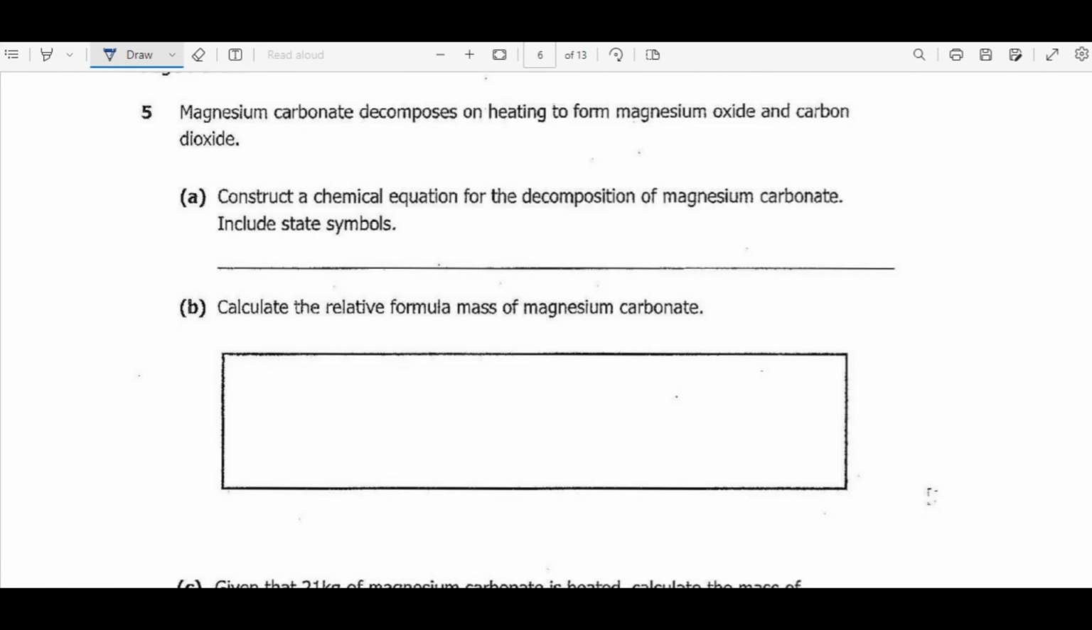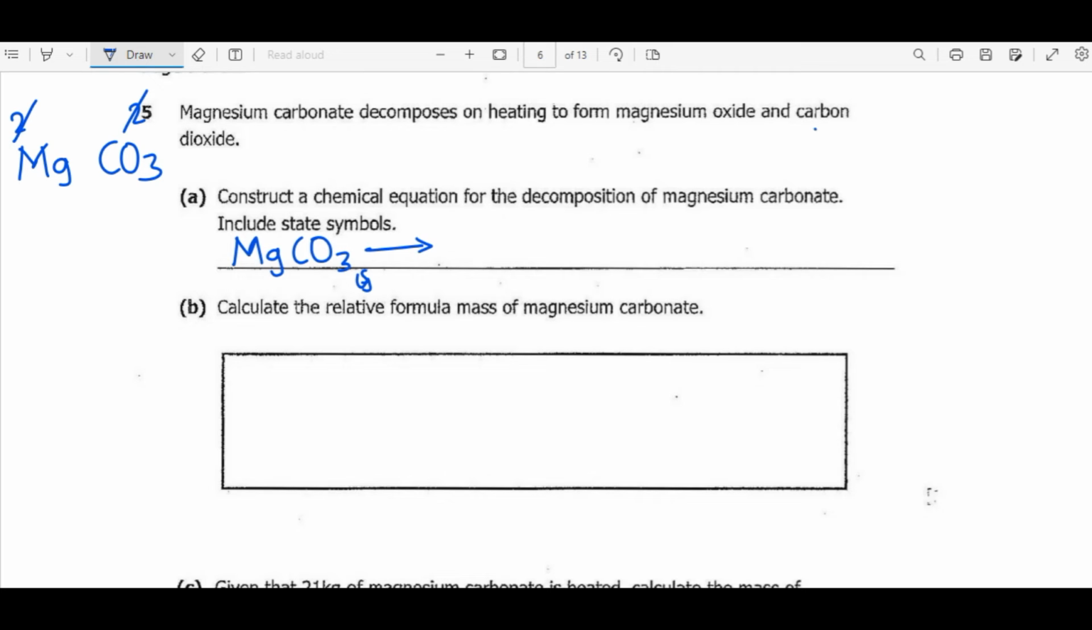So we go to question 5. Magnesium carbonate decomposes on heating to form magnesium oxide and carbon dioxide. Construct a chemical equation for the decomposition of magnesium carbonate, including state symbols. So magnesium is in group 2, so it has a valence of 2. Carbonate has the chemical formula of CO3 with a valence of 2, so these 2 are even. So we can write our magnesium carbonate solid. Then it's a double arrow, but let's just focus on the single arrow.